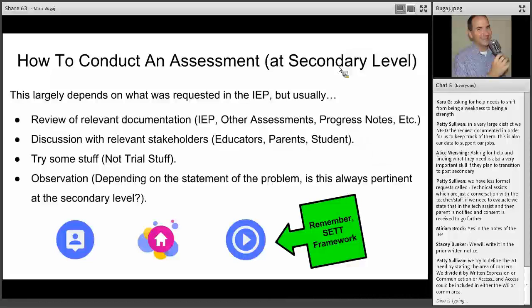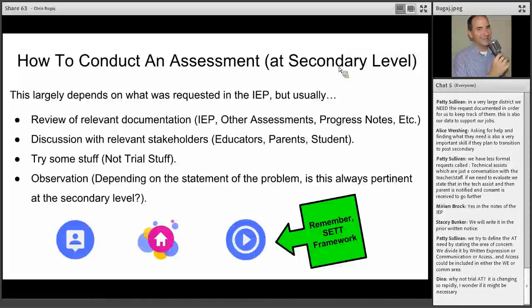And again, I'll ask you, what do you think? Depending on the needs, do you feel like you need to observe at the secondary level all the time? Meaning, the person that's doing the act of assessing, do they need to observe the student in the environment all the time, or could they just get enough information from talking with the student, talking with the educators that work with the student, talking with the parents? Do you think an observation is always absolutely necessary? What do you think?